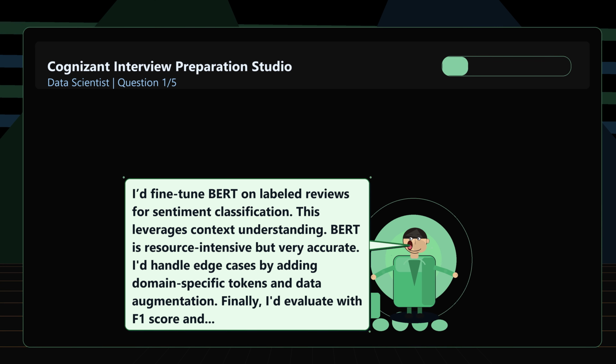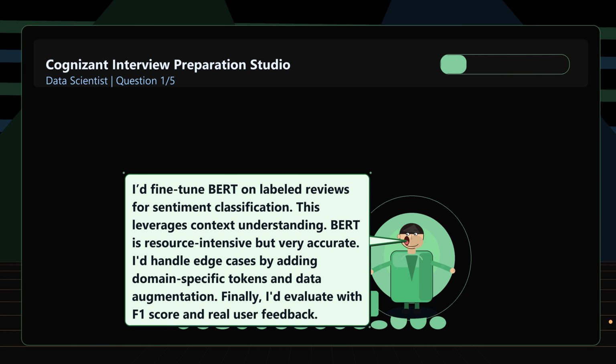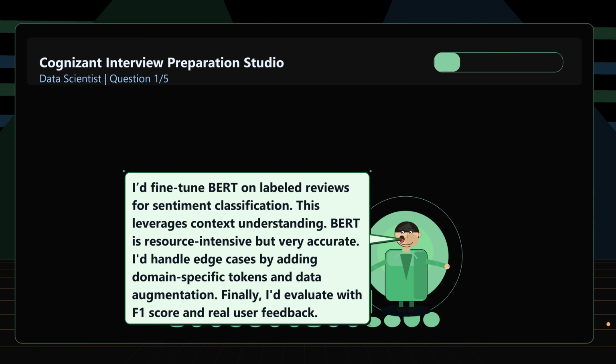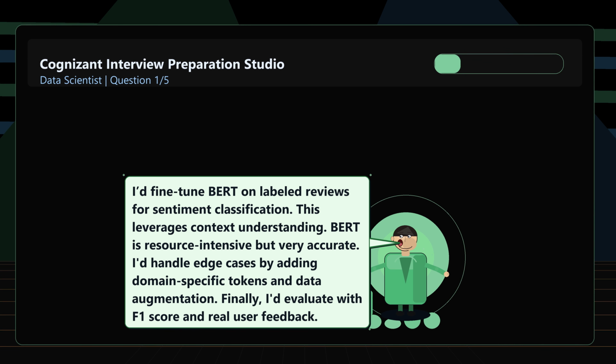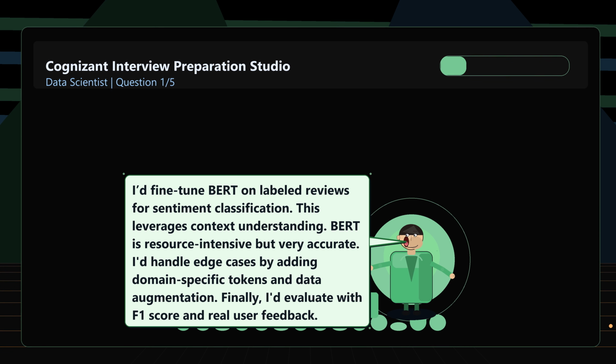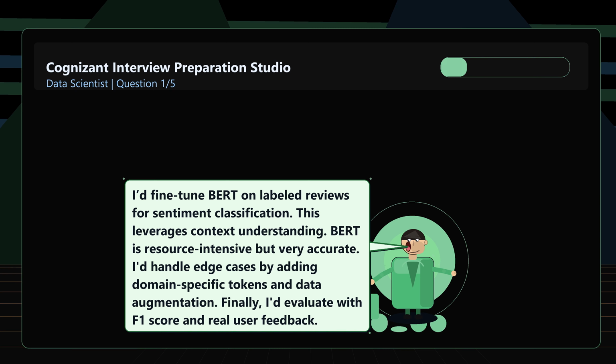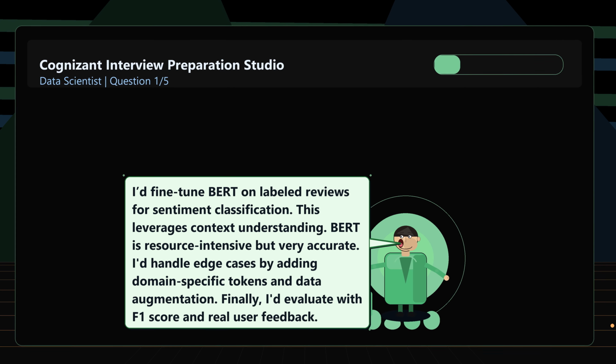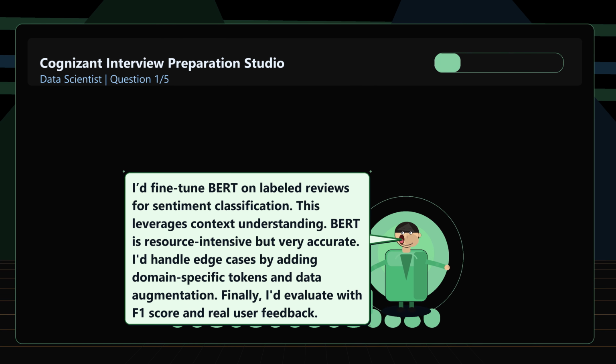To build a sentiment analysis model using BERT, I would start by fine-tuning a pre-trained BERT model on a dataset of labeled customer reviews. This allows BERT to leverage contextual embeddings and improve classification accuracy. The trade-off is BERT's higher computational cost compared to simpler models, but the accuracy gain justifies it.